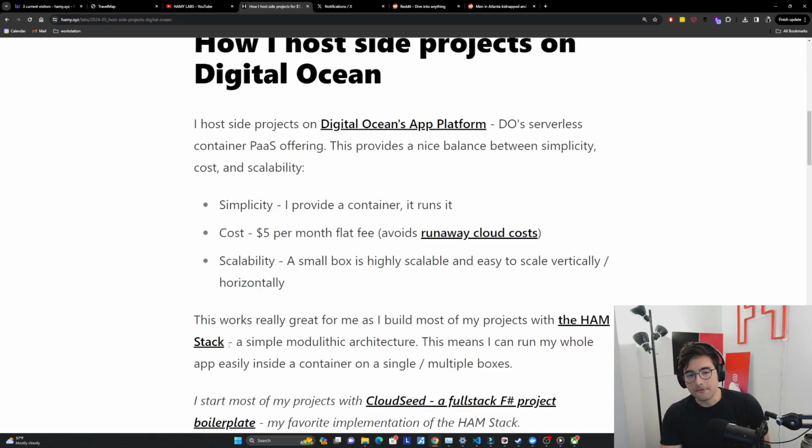So the HAM stack itself is really an architectural pattern. But when it comes to implementation, I start most of my projects with CloudSeed, which is a full stack F# project boilerplate, which is an implementation of this architectural pattern. You can learn more about that here.